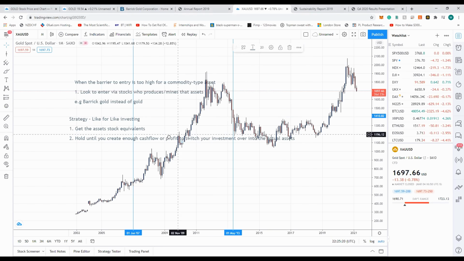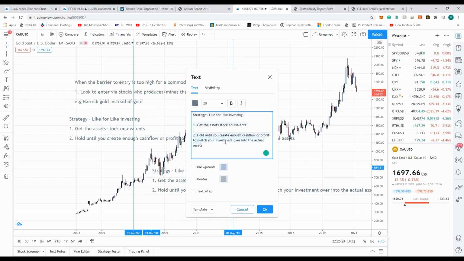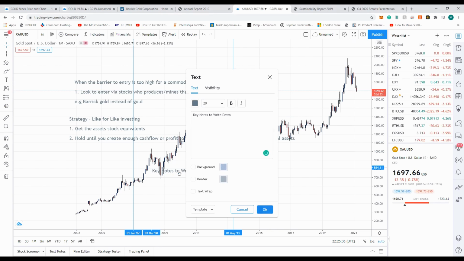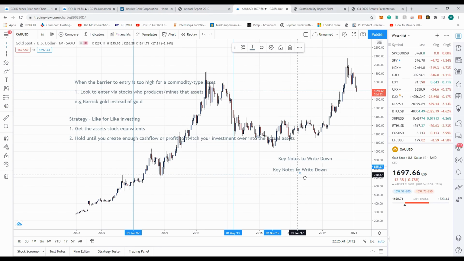I'm cutting it early, guys, because I try my best not to go too long, because I know that after a while it gets a bit difficult. Okay, so key notes to write down. If you're doing the like for like method, and you're looking at the asset itself, it may not be too much to read into. But with the stock, because there's people involved, there's going to have to be things that you look at.